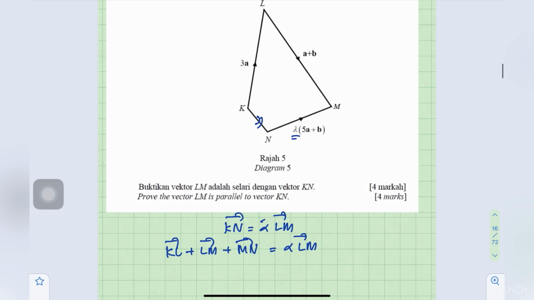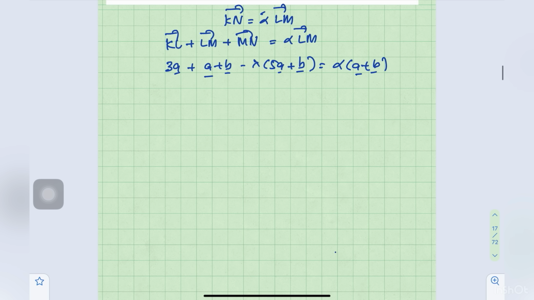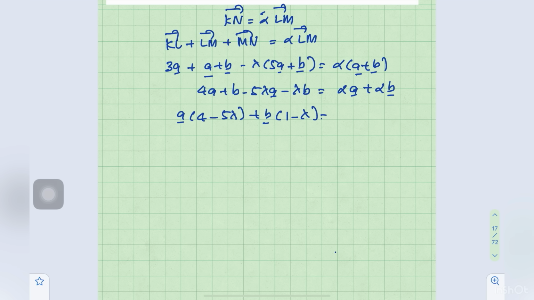Okay, so then we substitute the vectors. So KL is 3A plus LM, which is A plus B. MN is in the opposite direction, so negative lambda (5A plus B) equals alpha LM. We substitute LM as A plus B. Okay, so the rest we just simplify. This becomes 4A plus B minus 5 lambda A minus lambda B equals alpha A plus alpha B. So we group together: A with A, so (4 minus 5 lambda)A plus B(1 minus lambda) equals alpha A plus alpha B. Okay, so then we can compare.